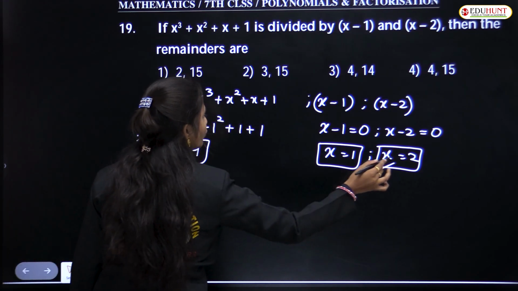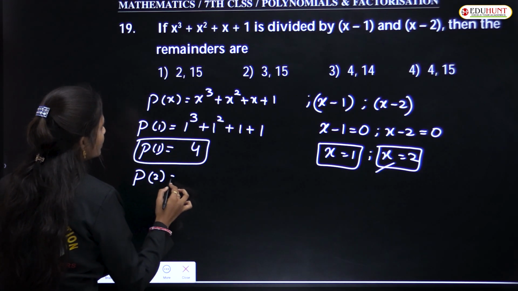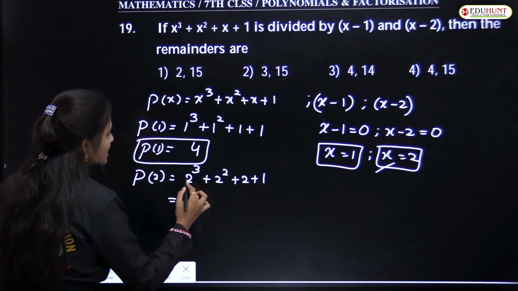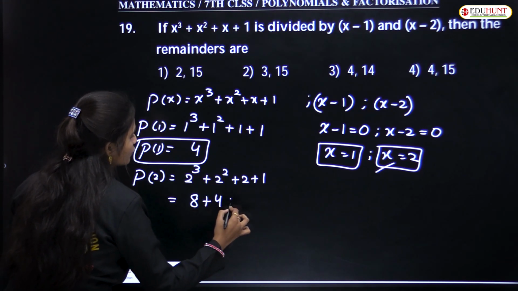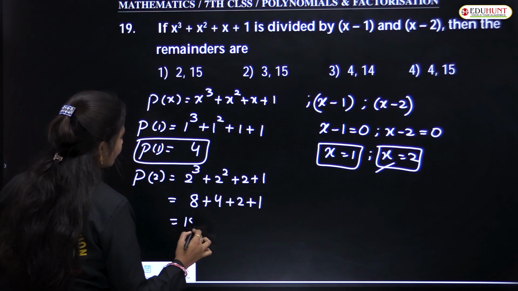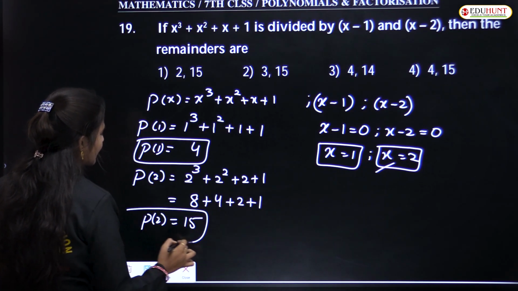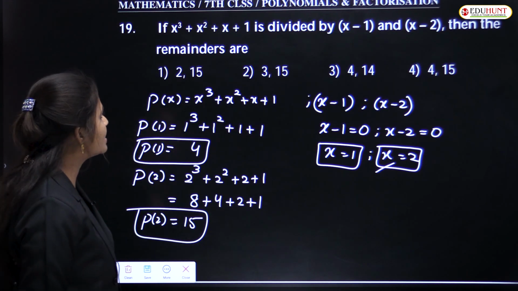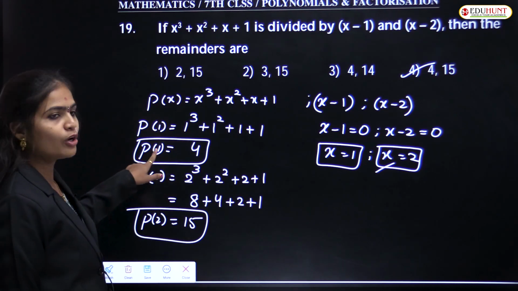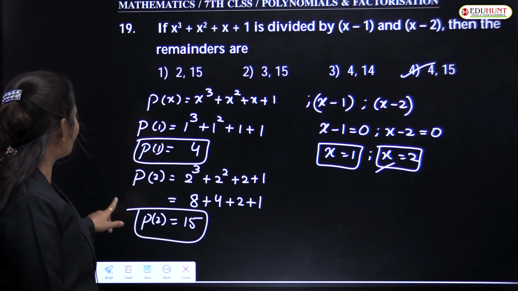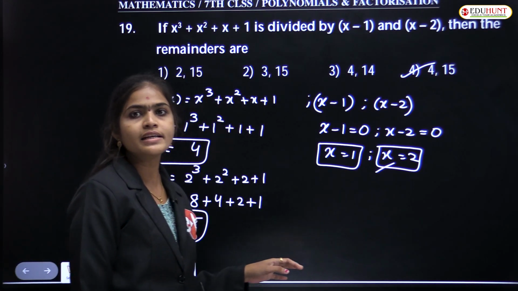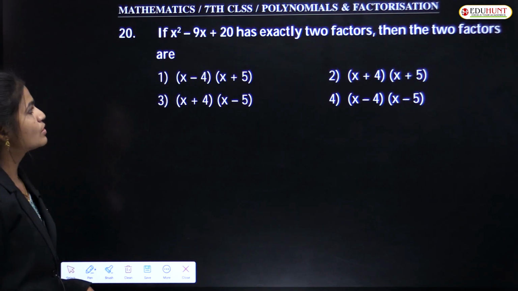Now here p of 2 value we need to find out. So p of 2 is equal to 2 cube plus 2 square plus 2 plus 1, which is equal to 2 cube is 8 plus 2 square is 4 plus 2 plus 1. Okay. So 10 plus 4, 14 plus 1 is equal to 15. So p of 2, its remainder is 15. Okay. So what are the remainders? 4 and 15. So option 4 is correct here. When you are taking p of 1, then the remainder is 4. If you are taking p of 2, then the remainder is 15. So which option is correct means option 4 is correct. Okay, so let us see the next question.